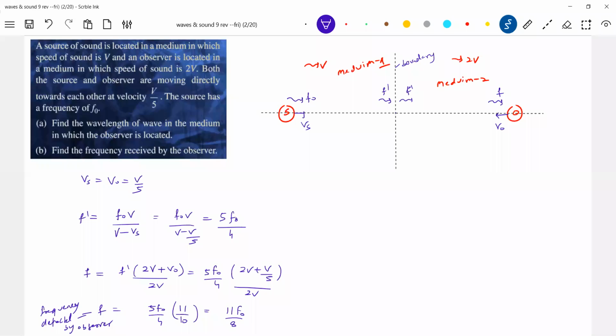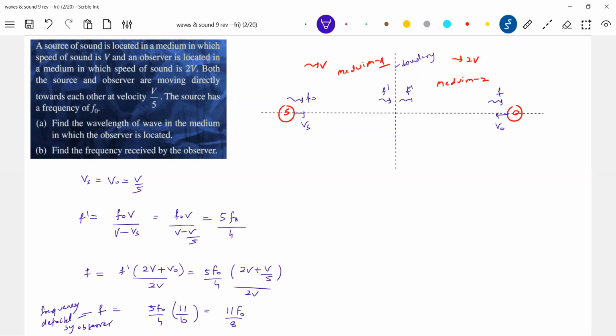Am I right? He didn't ask the wavelength received by the observer. He just asked the wavelength of the waves in that medium. Both will be the same, na, sir. Velocity of observer will not impact the wavelength. Oh, velocity of observer is moving, no? Okay, got it.